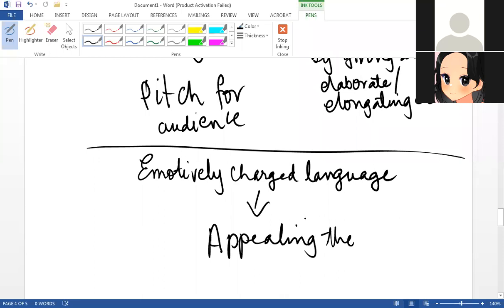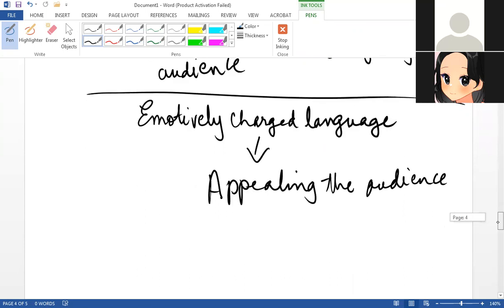What do I mean by emotively charged language? They're not saying you people are all beautiful. They never say that. This is not what I mean by emotively charged language. It could be the use of the metaphor. It could be the use of sounding more elated and expressing their emotions also.